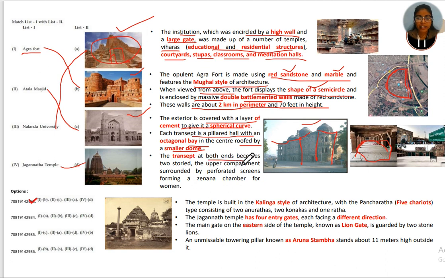The transept at both ends becomes two-storied. The upper compartment, surrounded by perforated screens, forms a zenana chamber for women.